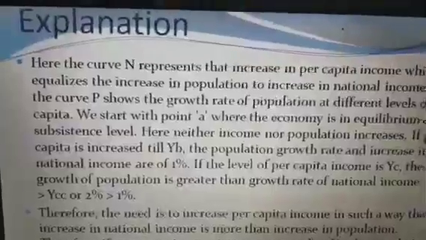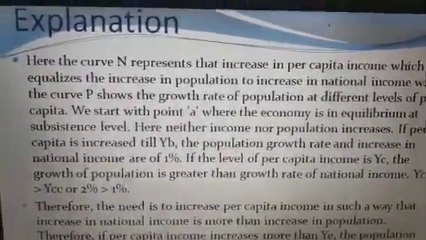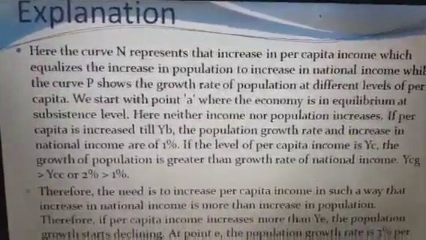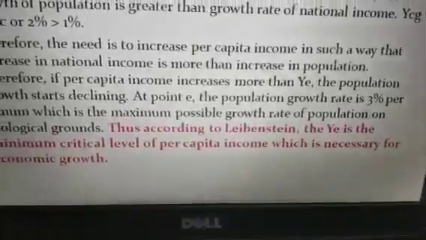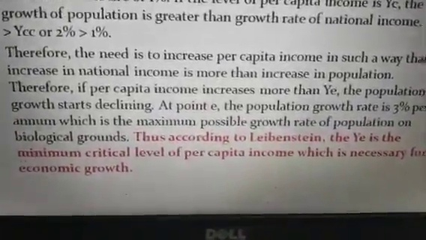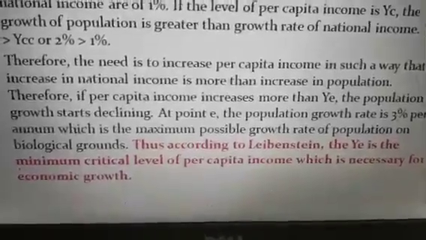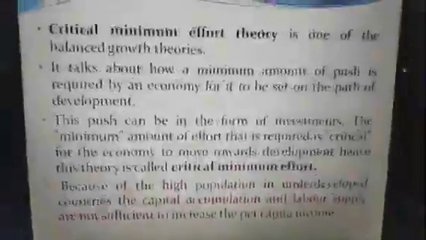And when we explain this theory, we can say that N represents the increase in per capita income, which equalizes the increase in population to increase in the national income. And P shows the growth rate of population at different levels of per capita. So according to Liebenstein, Y is what earlier I showed you, that minimum critical level of per capita income which is necessary for economic growth.